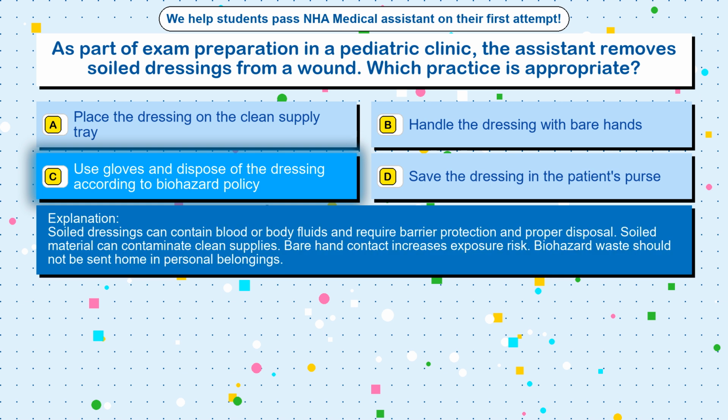Soiled dressings can contain blood or body fluids and require barrier protection and proper disposal. Soiled material can contaminate clean supplies. Bare hand contact increases exposure risk. Biohazard waste should not be sent home in personal belongings.